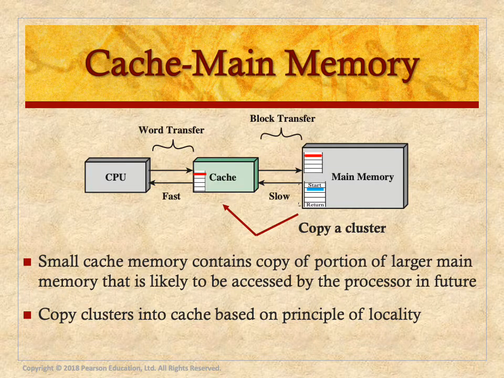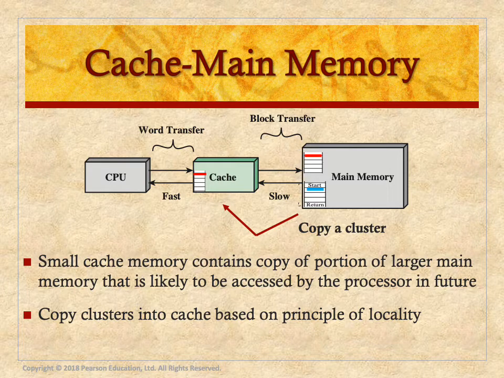What we can see here in this illustration is how the interaction between the processor, the cache, and the main memory works. The access to the cache is fast, but the cache has a very limited capacity. On the other hand, the access to the main memory is slow, but here we have a much larger capacity.